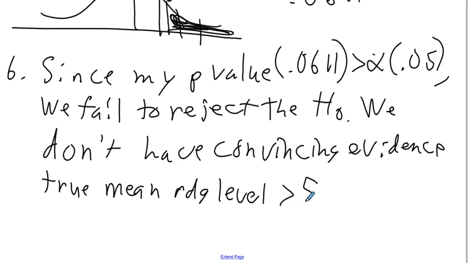And again, where do we get that from? Our H0 and our Ha. Our Ha was stating that the mu was going to be greater than 5. Since we failed to reject the H0, we don't have enough evidence to say it is above 5.